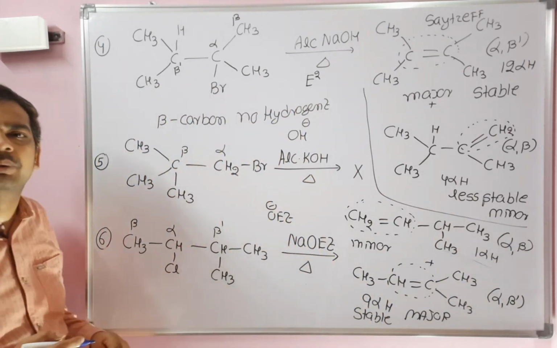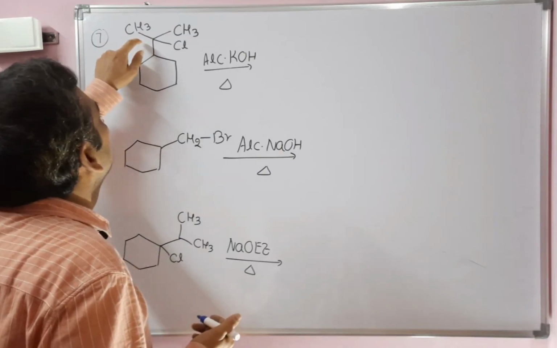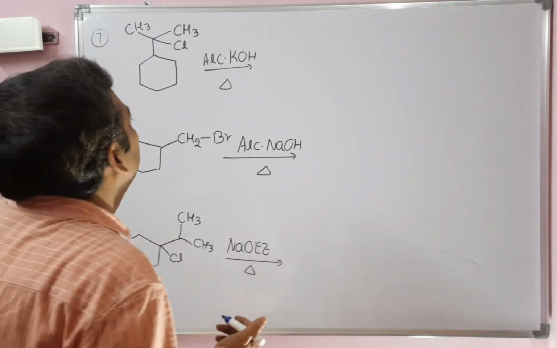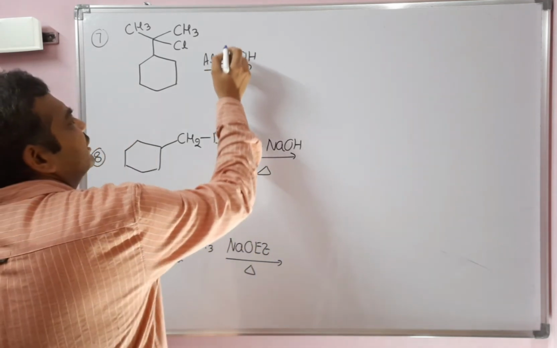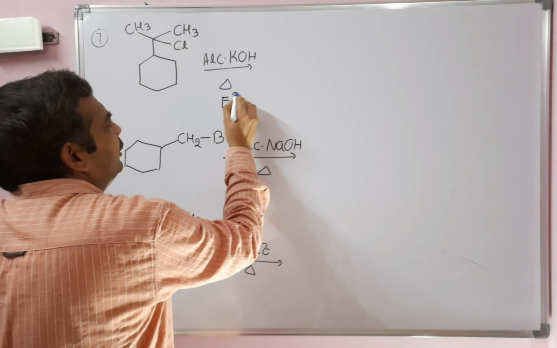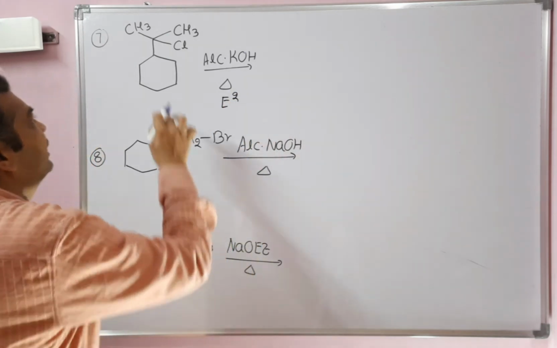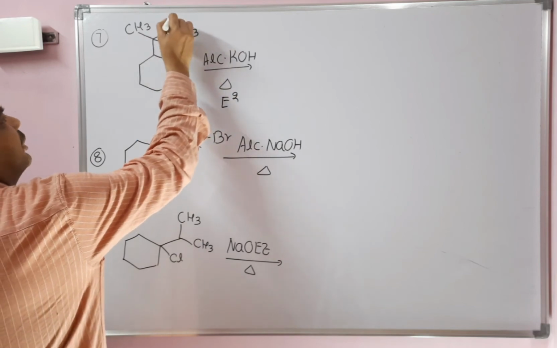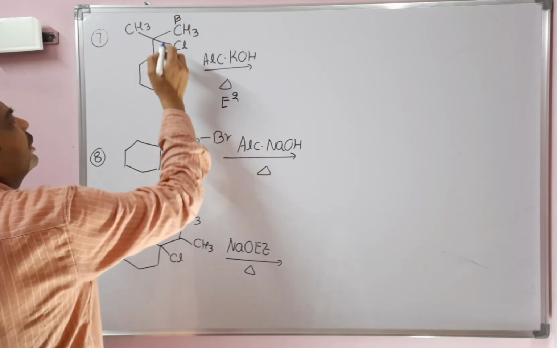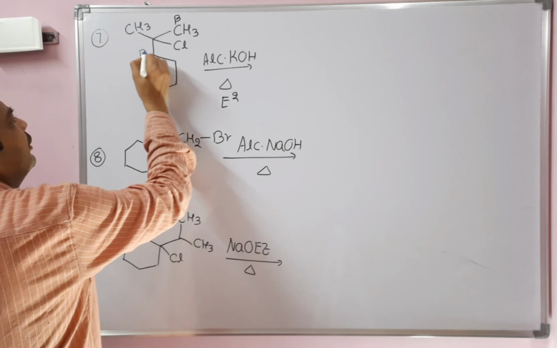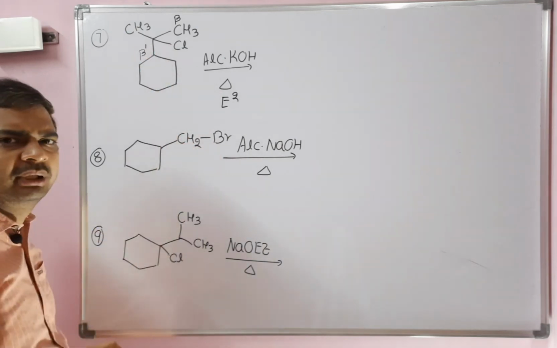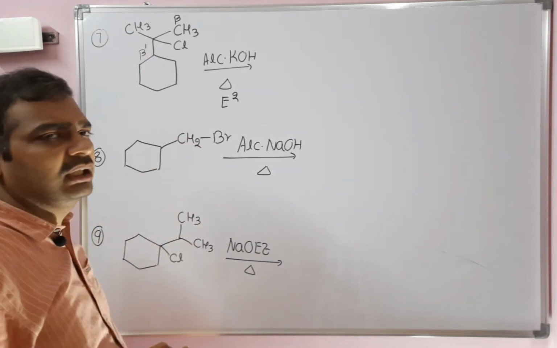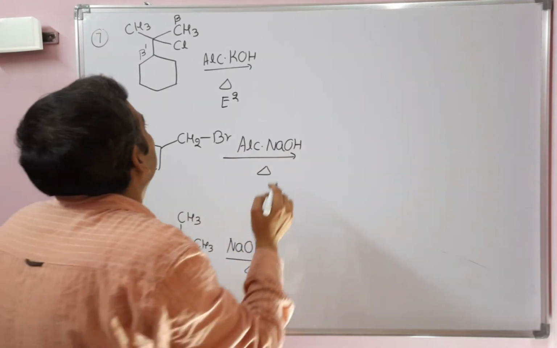Now next example, cyclohexyl isopropyl chloro compound. So strong base, that means it is definitely E2 elimination. So here this is alpha carbon. The beta, these two betas are same. You can write it as a beta. These two are same. And one more beta hydrogen is also available, beta prime. Since these two beta carbons are available, 2 types of products are possible.